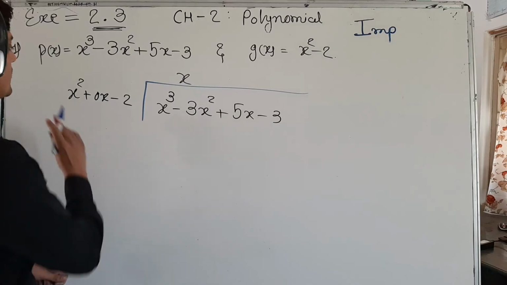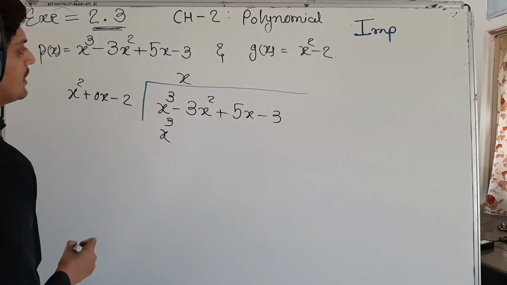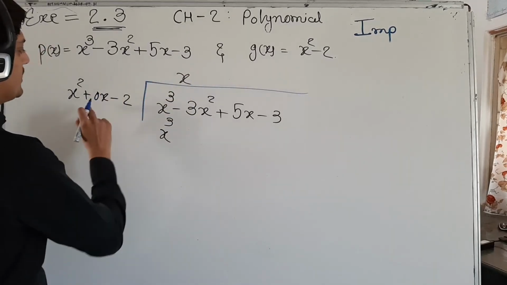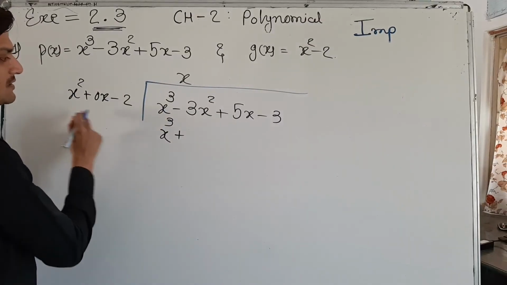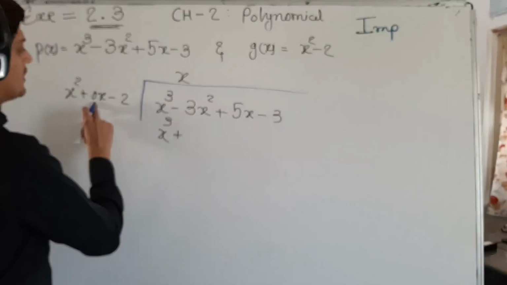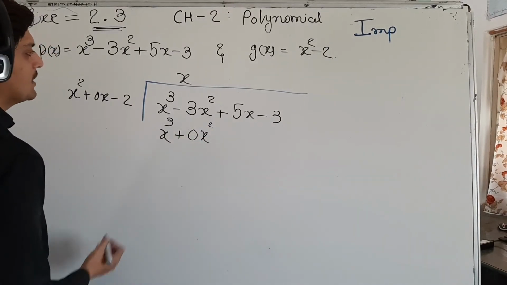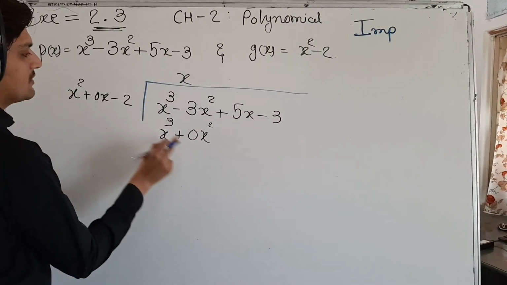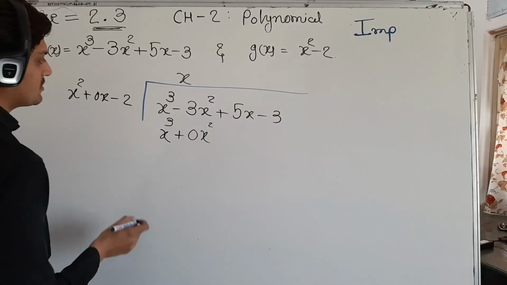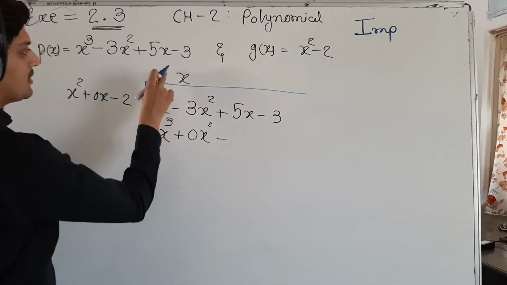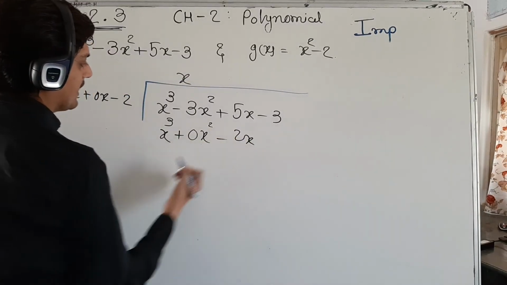So now x square will multiply with x, so it will become x cube, and x into 0x, so plus will come because the sign is also plus, so plus will come here. So x into 0x, so 0x square, because 0 will remain 0 only, and x into x is x square. Okay, so minus sign will come because plus minus minus, x into 2, so that's minus 2x.